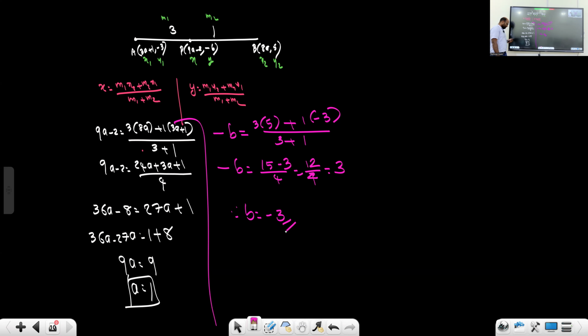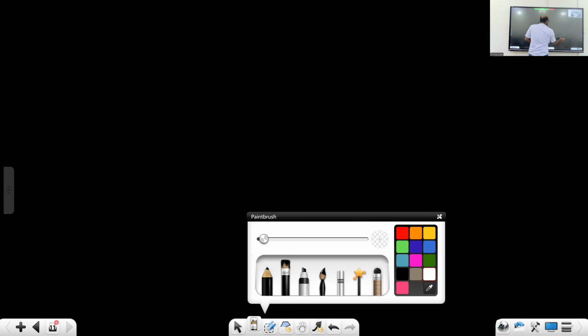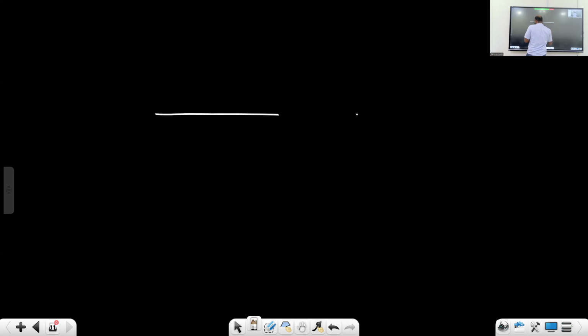6th one. Again diagram. There is a line segment. P is a point. A12, B67.